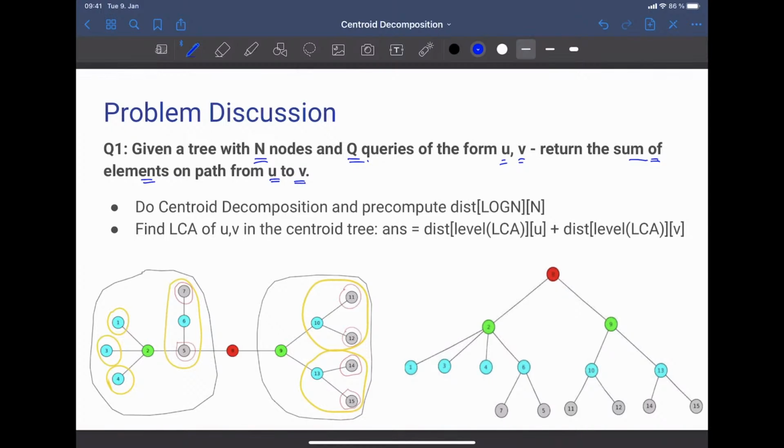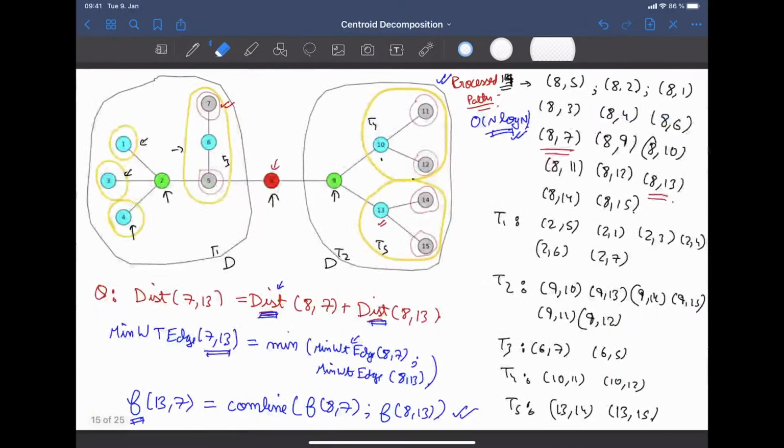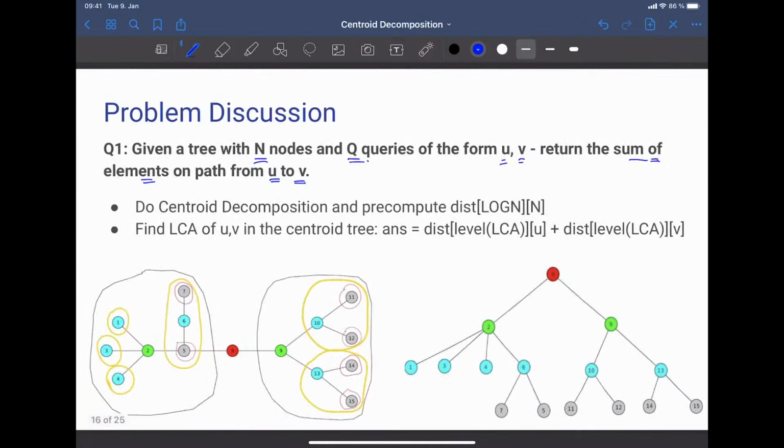So normally, what you would do is you would compute the LCA in the original tree, and you will do distance from node u to LCA plus v to LCA, right? But you want to do this via centroid decomposition, and this is the same as what we discussed here. We can decompose any path into a path going via the centroid, which is pre-computed, and we can add the distances which have been pre-computed to find the distance of the path. Okay, so step one is do centroid decomposition and pre-compute this distances array.